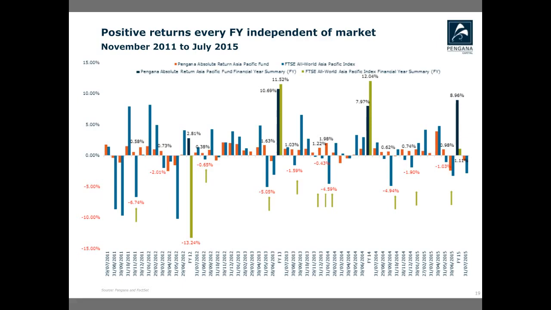It shows you the month-by-month, and then it shows you the yearly performance in the summary. The fund has protected capital and generated good returns each financial year and good positive returns versus the Asian markets. And also, when the equity markets have fallen, you can see that typically the fund has preserved capital.